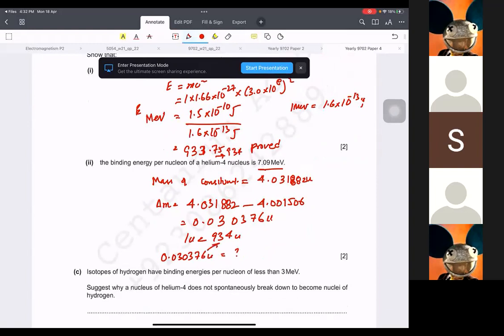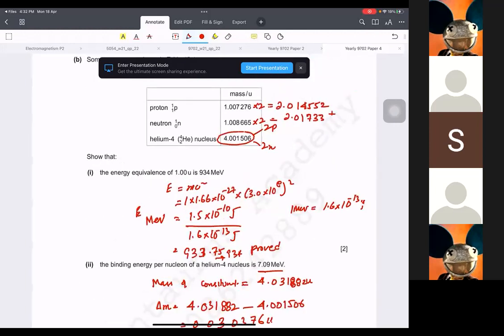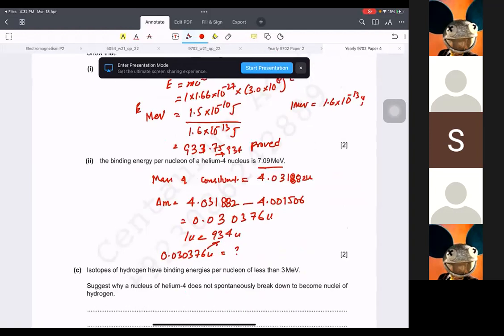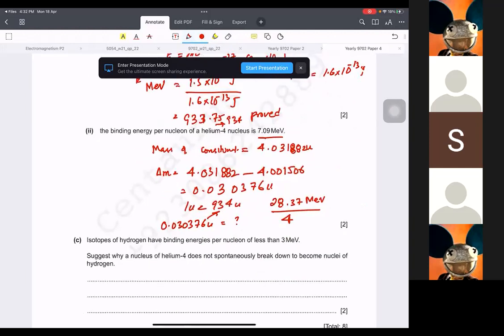So when you multiply, you cross multiply. Sir, don't we have to convert them to kg? No, because you already have this, so you can directly do it. So can you multiply? It is 28.37 MeV, right? And then you divide by 4 because there are 4 nucleons in it. And then what do you get? 7.09. Do you guys understand this?